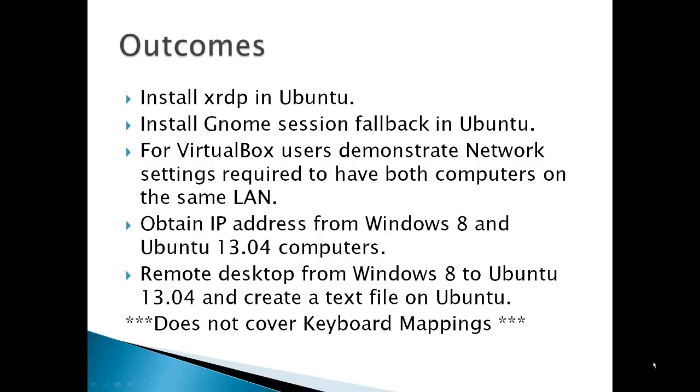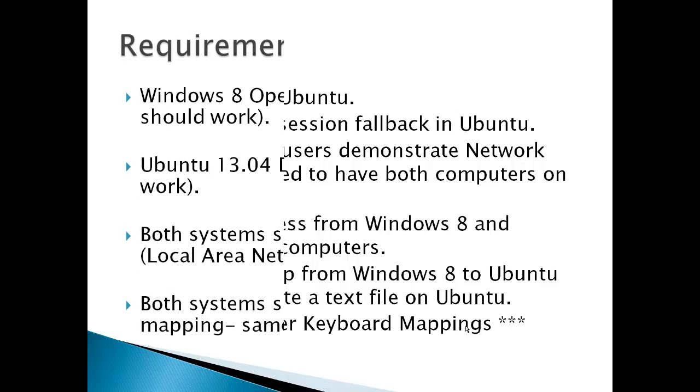Although you can use computer names, if you don't have a name server at home, you can use IP addresses, and this eliminates one area that there could be some errors. Finally, remote desktop from Windows 8 to Ubuntu 13.04 and create a text file on Ubuntu in the Windows computer. Now, one area it does not cover is keyboard mappings. If you're using a different language than English, that may present some problems, and you may have to check on the internet for solutions.